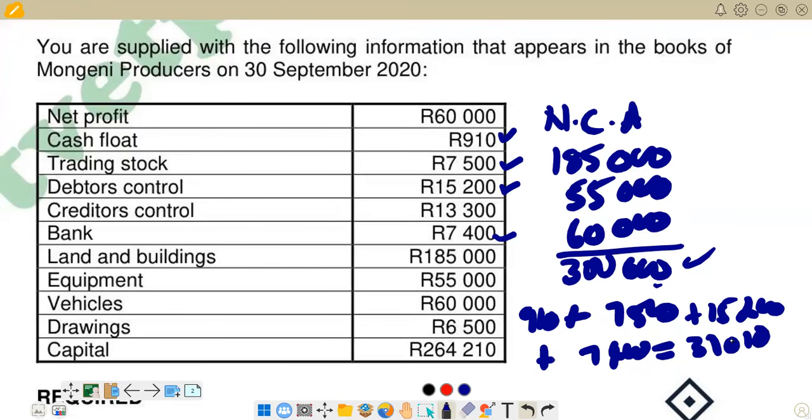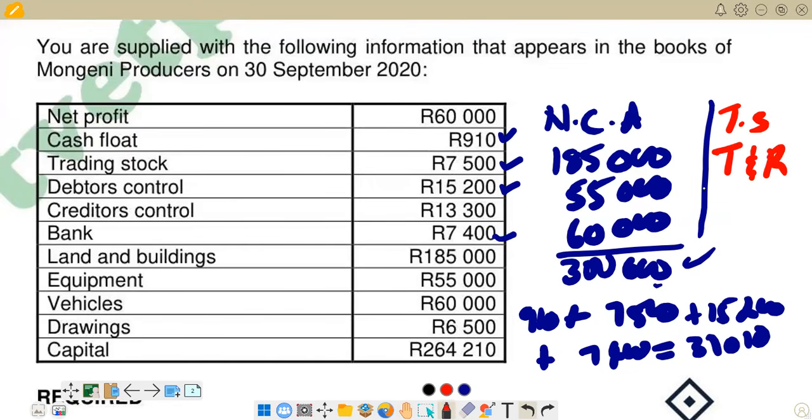31,010. So on current assets, we are going to list item by item. We have got stock, trade and other receivables. So the classification that we are going to make in terms of the current assets, we are going to have our trading stock represented on its own, and then we have got trade and other receivables.